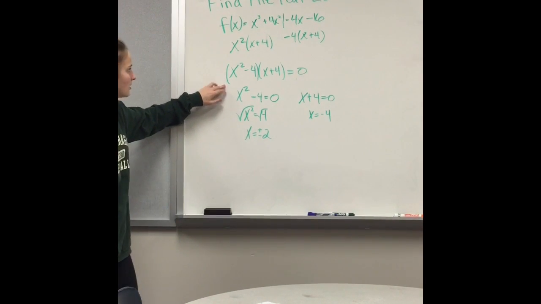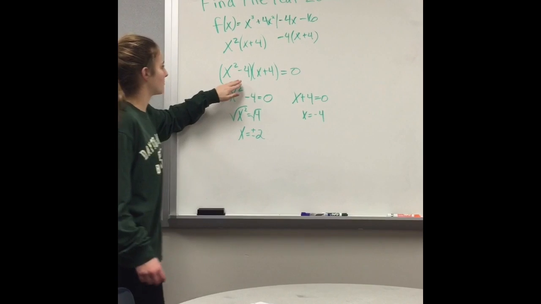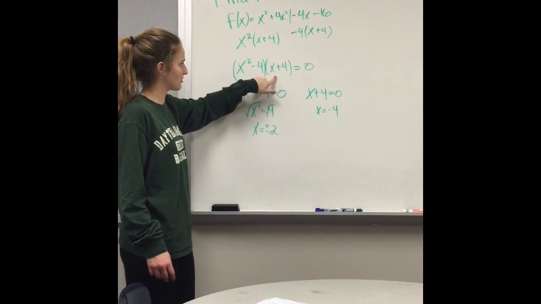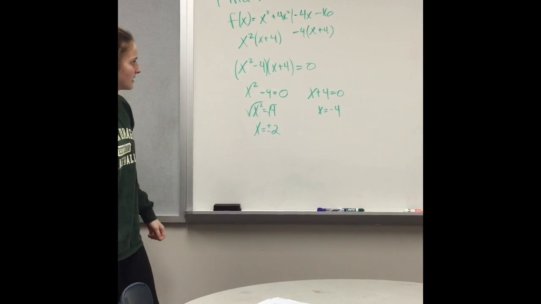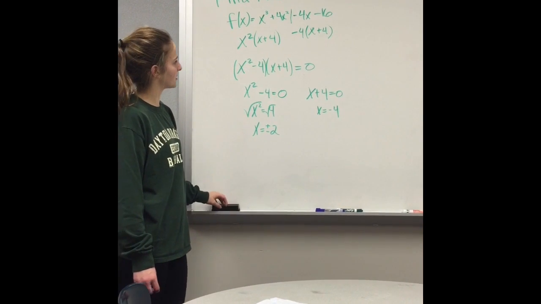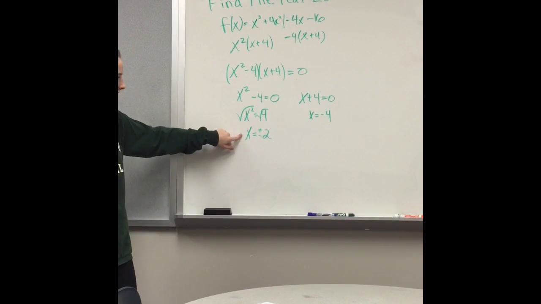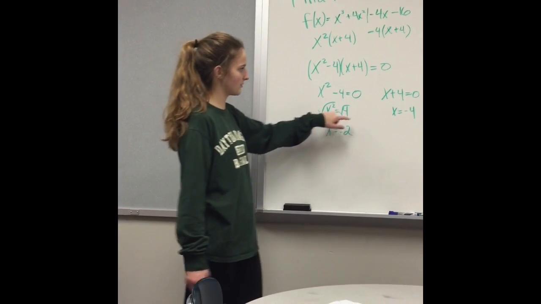And then you take these two terms and put them as a factor, and then these factors are the same, so you can just do it once. So you have x squared minus 4, and then x plus 4 equals 0. You set them both equal to 0, and you get x is plus or minus 2, and x is negative 4.